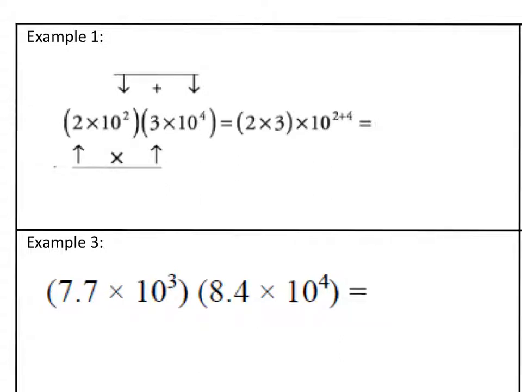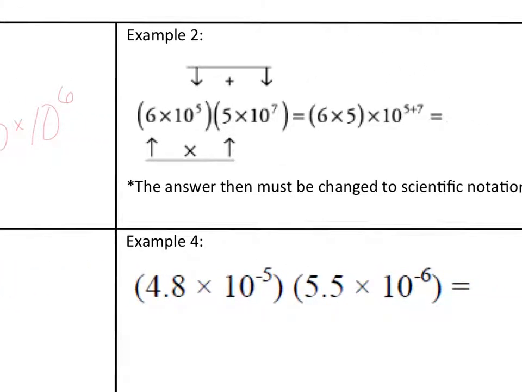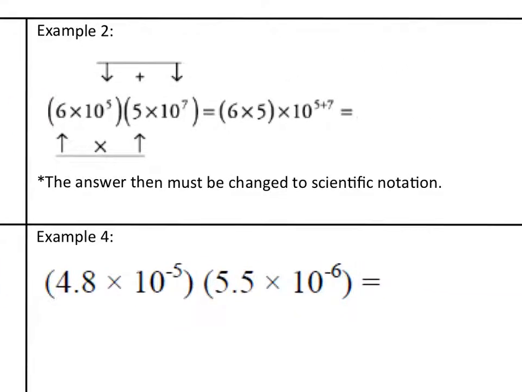Therefore, 2 times 10 squared times 3 times 10 to the 4th is 2 times 3, which is 6, and times 10, 2 plus 4 is 6. So we get 6 times 10 to the 6th. Let's take a look at the second example. We get 6 times 10 to the 5th times 5 times 10 to the 7th.